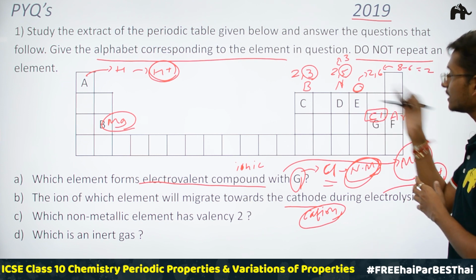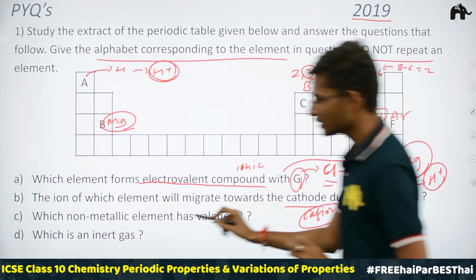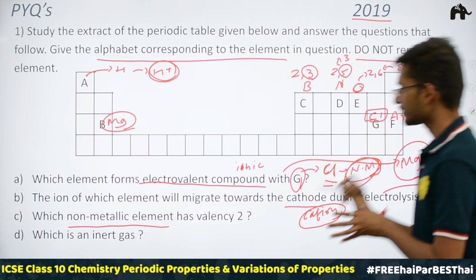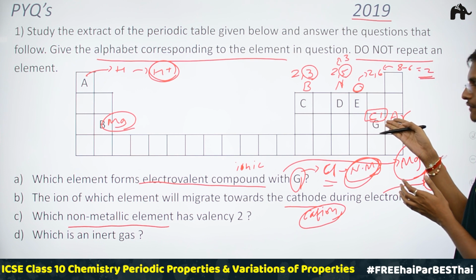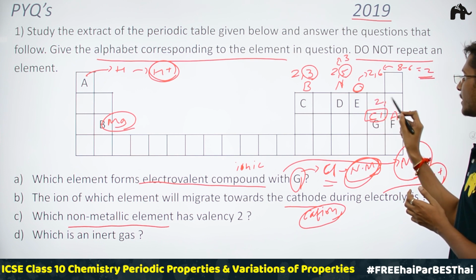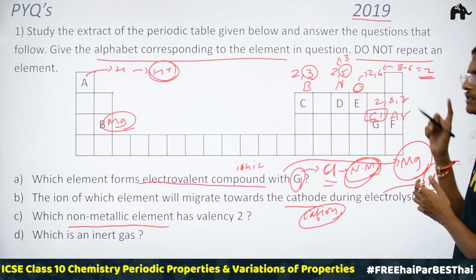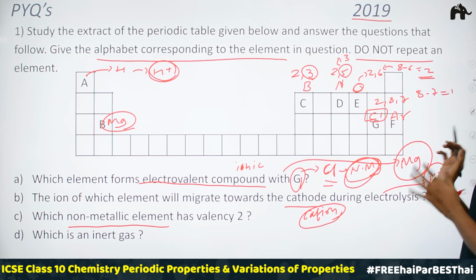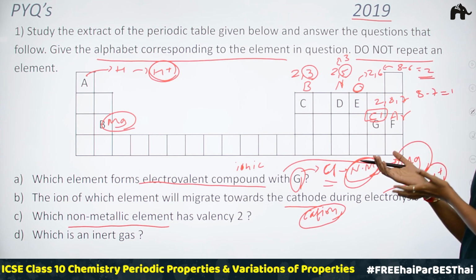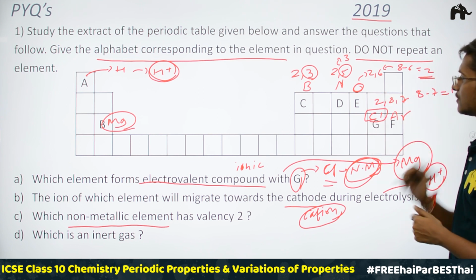And oxygen is a non-metallic element. So first of all, it is non-metallic, and it also has valency 2. Apart from it, chlorine has valency 1, because it has the 2, 8, 7 electronic configuration. It just needs 1, or we can say 8 minus 7 equals 1. Argon has 0 valency. So the answer is oxygen.